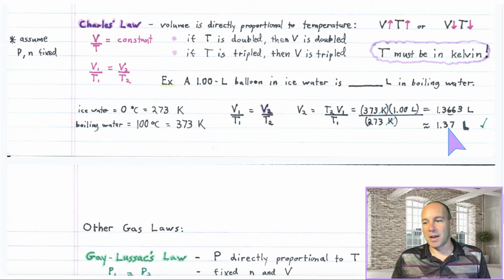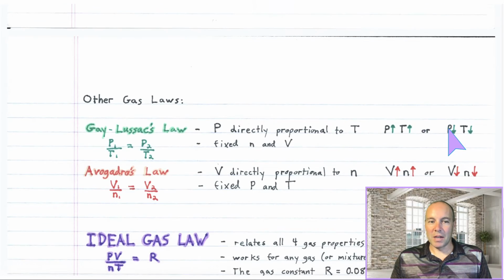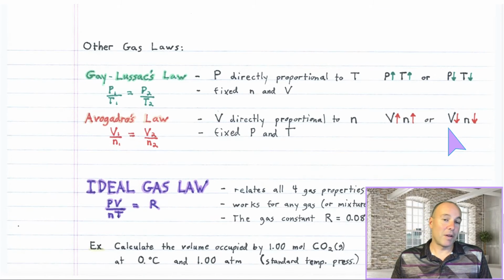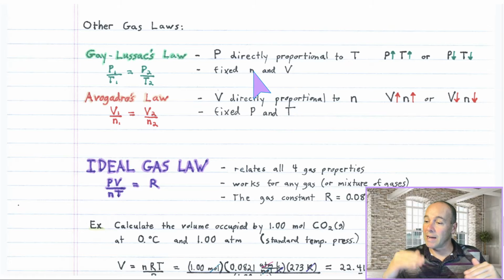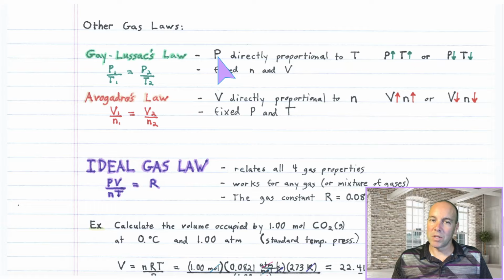So that's Charles' law. There are some other gas laws that the textbook mentions, and I'm not going to discuss them too much, but I'll mention what they are. Gay-Lussac's law relates the pressure and the temperature. If you fix the number of moles and volume so they remain constant for the gas, and you allow the pressure and temperature to adjust, you'll see that the pressure is directly proportional to temperature.